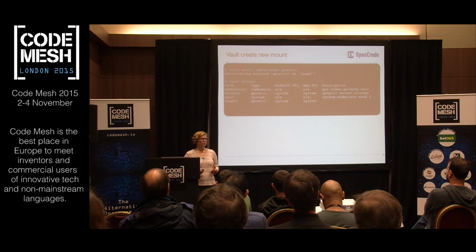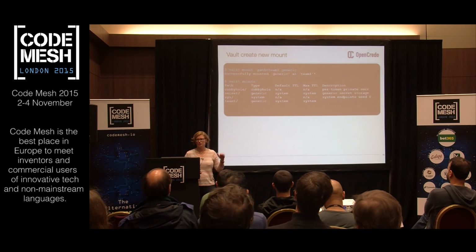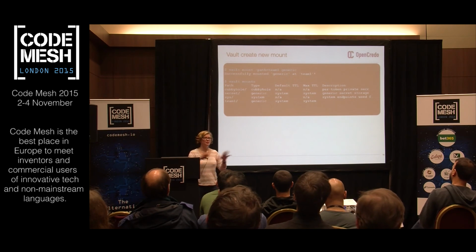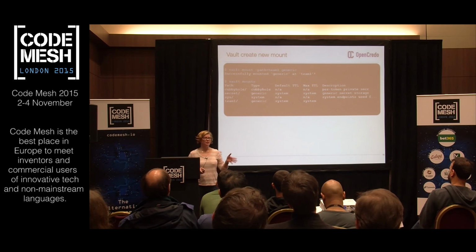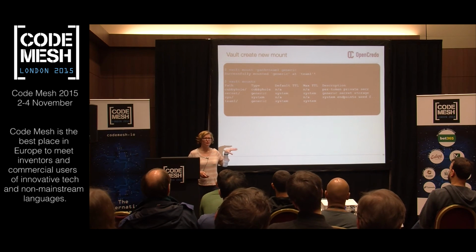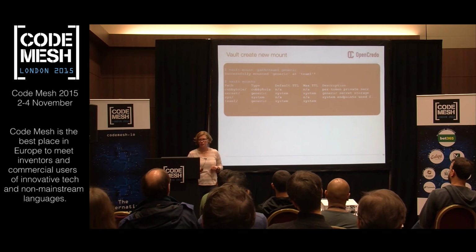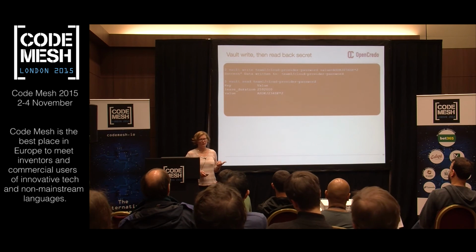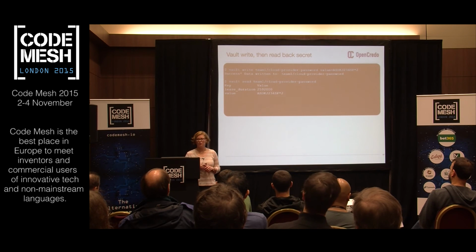So here is an example of the command line interface of what this looks like. At the top, we are creating a new mount dedicated to Team 1. You can list them, and it will show you the default mount areas as well as the special one that you've created. And here we have an example of writing a particular secret, the cloud provider password for Team 1, into their area, and also reading that secret out.